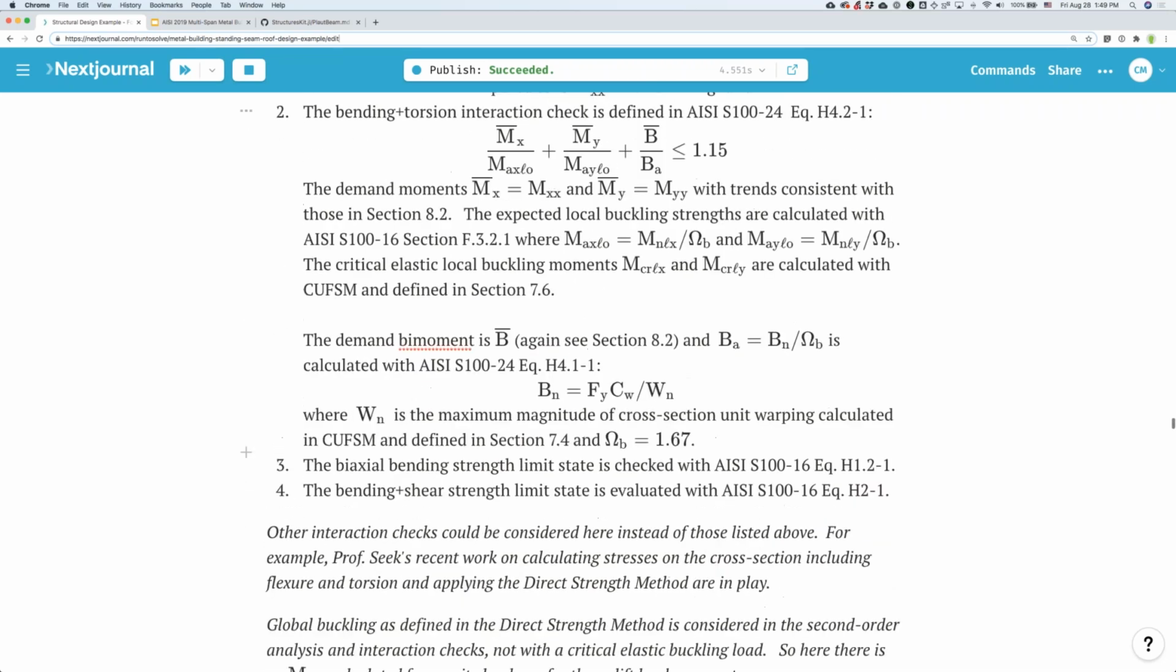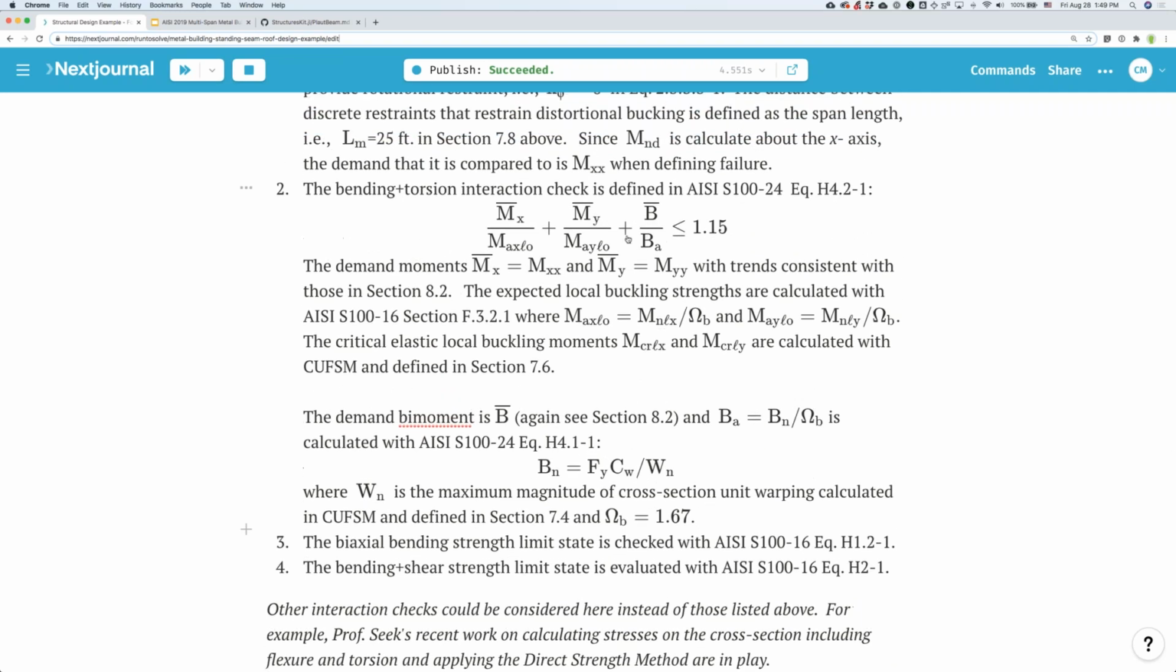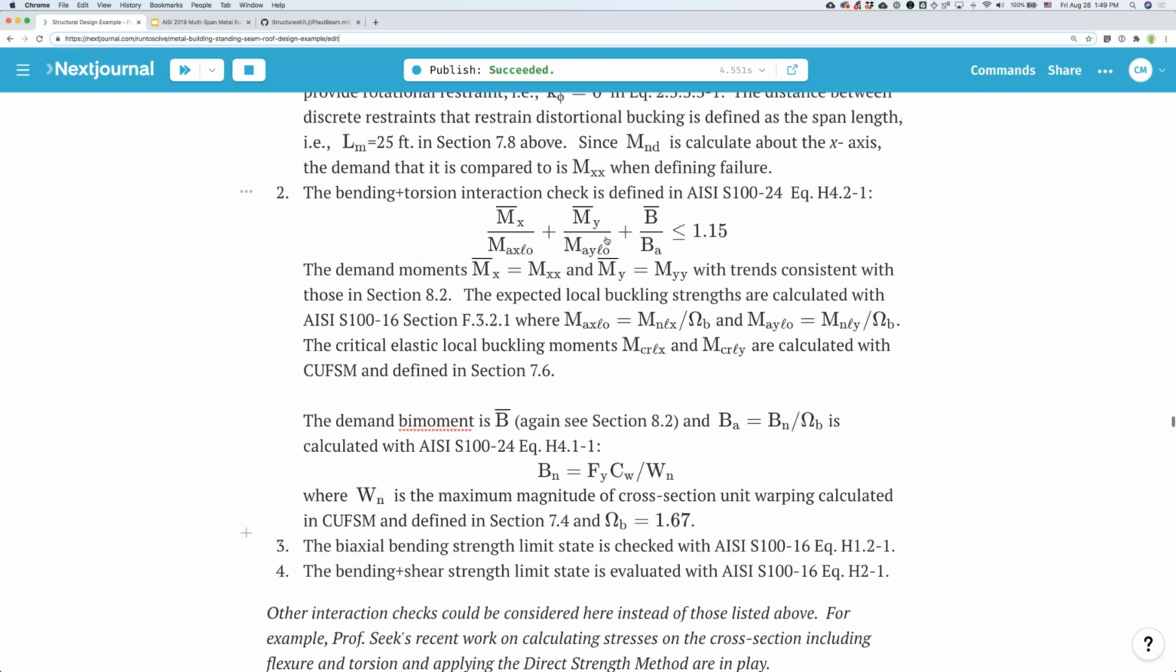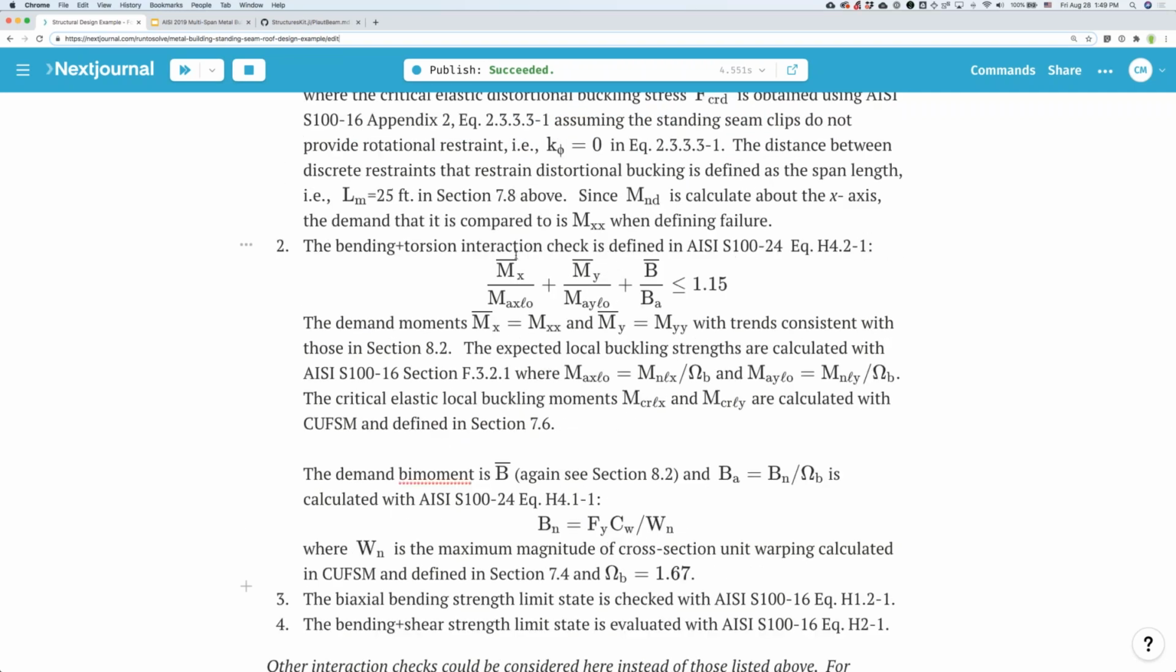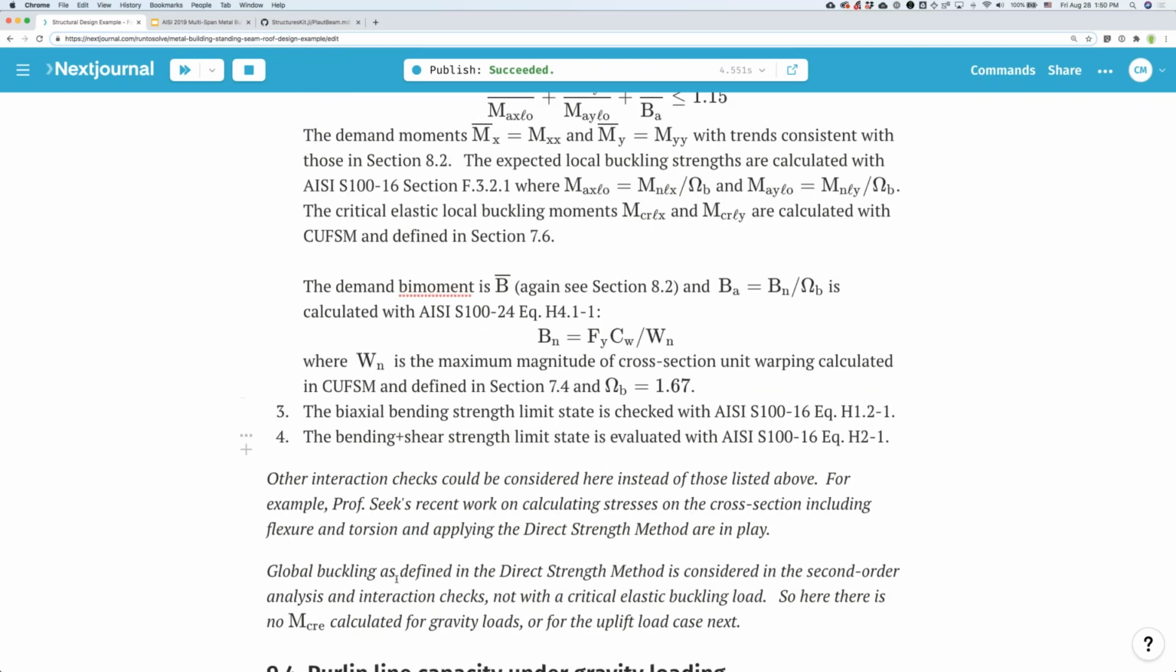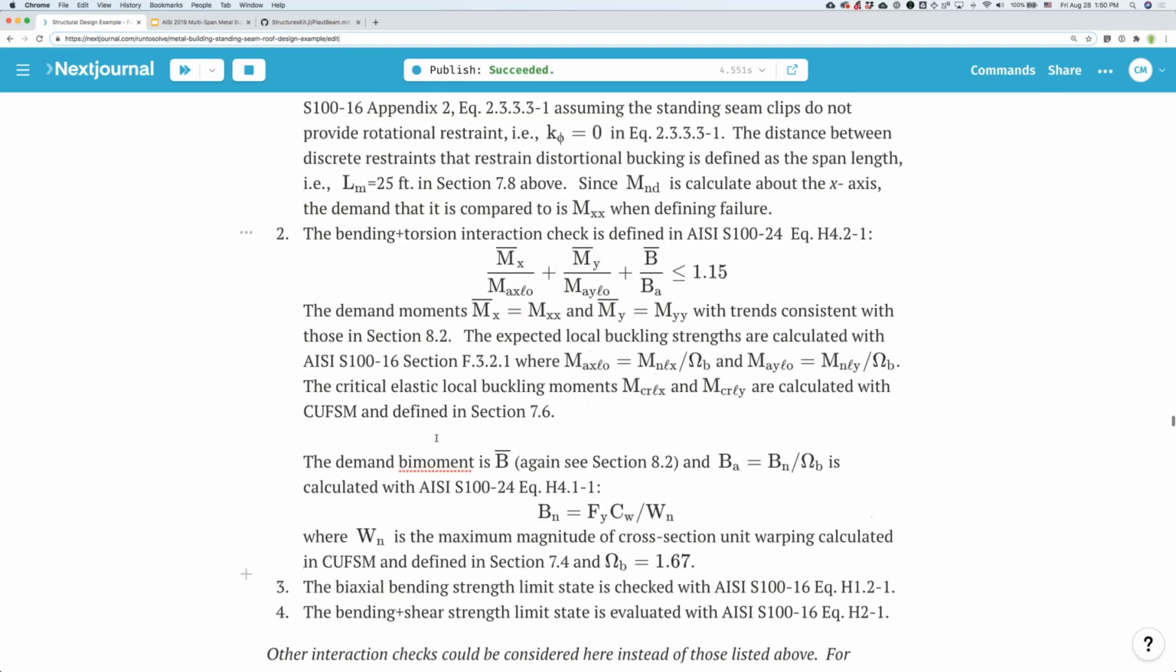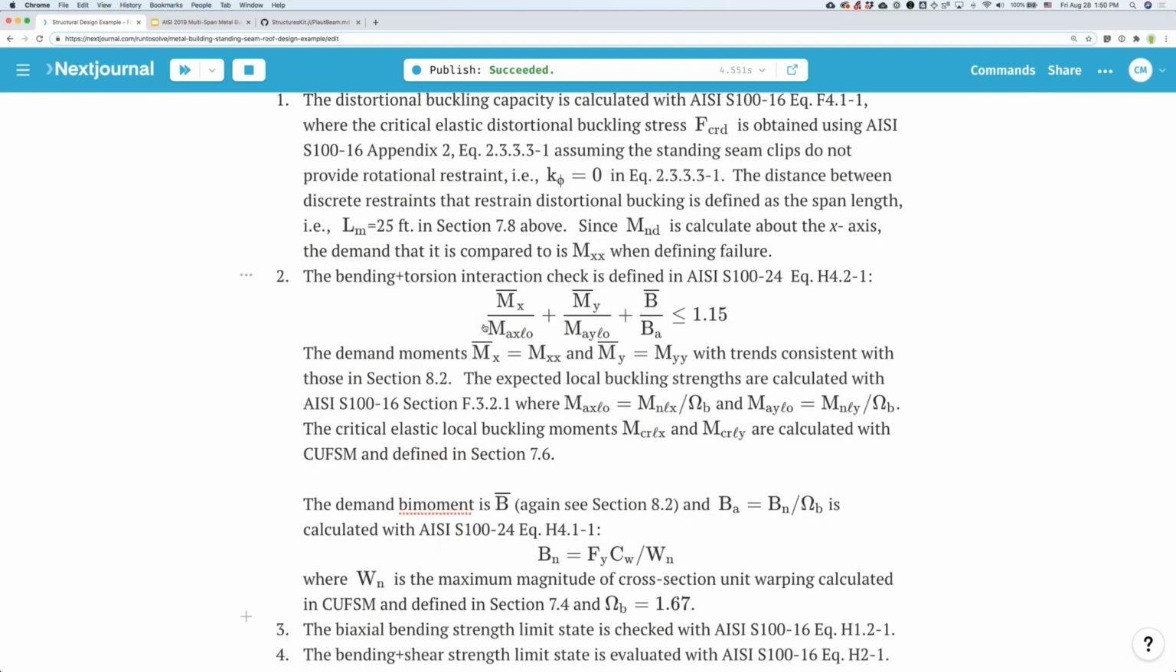And so we're just using those. There is one new piece, which we're calling AISI S124. This is work that was recently, I think the ballot passed, so this is coming. I would say we're still not quite sure how accurate this is, and we're hoping that other work, like Professor Seek's work, which I've listed down here below, can enlighten us. But for now, we have this check on bending plus torsion.